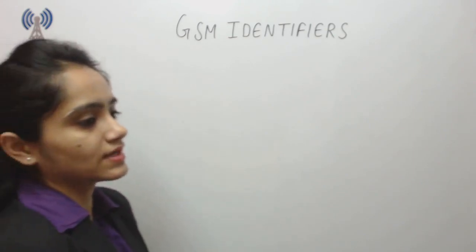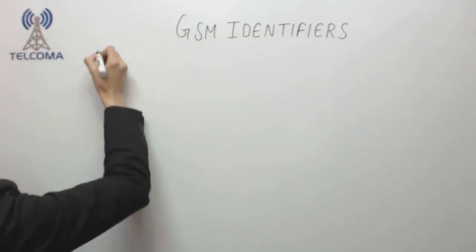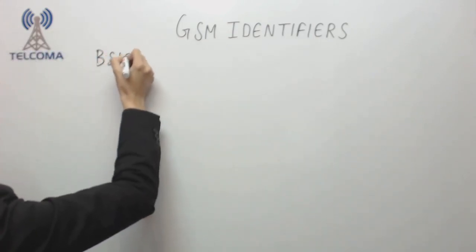So in last class we had discussed about MSISDN and IMSI number. We had discussed about temporary mobile subscriber identity and MSRN. So now today we are starting with BSIC.